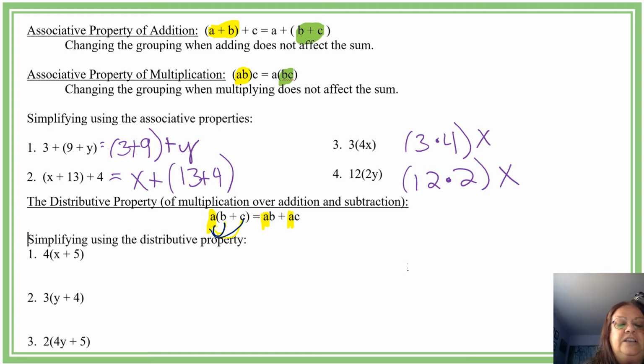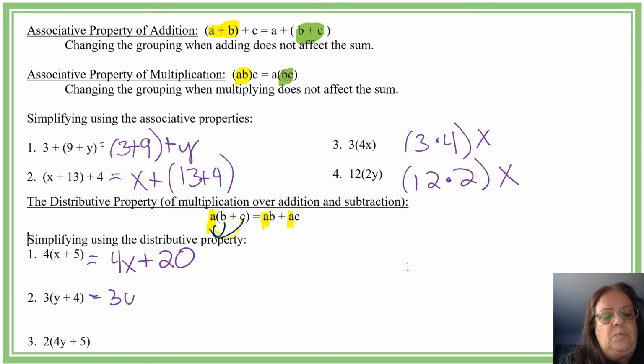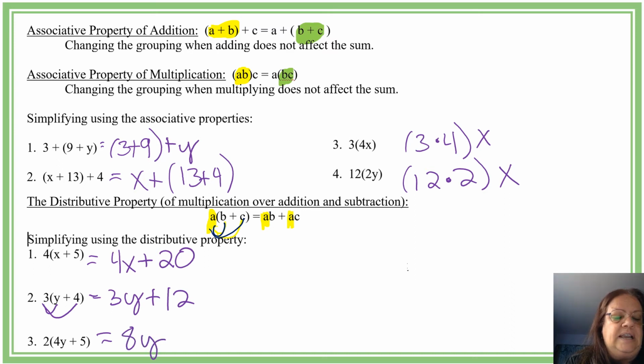Okay, simplify using the distributive property. So this becomes 4x plus 20. Sorry, I rotated it again. This becomes 3y plus 12, which is 3 times 4. This one becomes 8y, that takes the 2 times the 4y, plus 2 times 5 is 10. Okay, that's our distributive property. Very powerful.